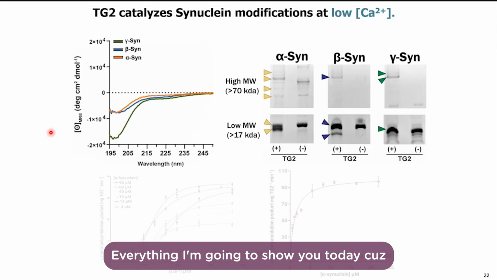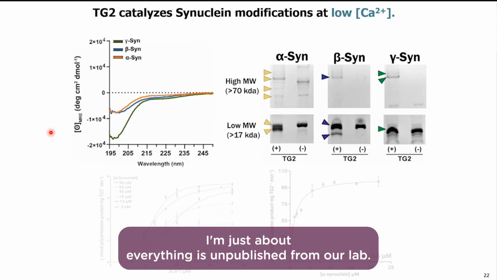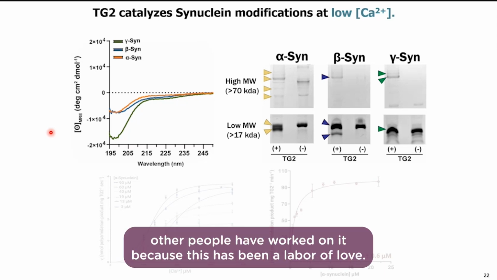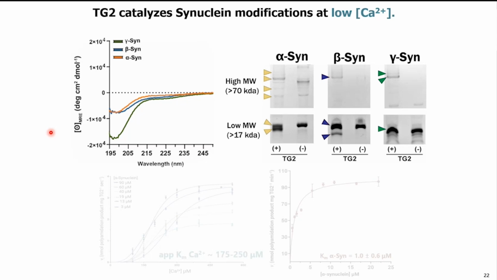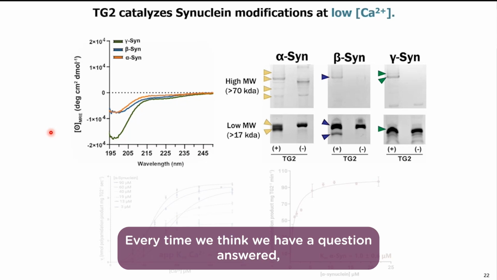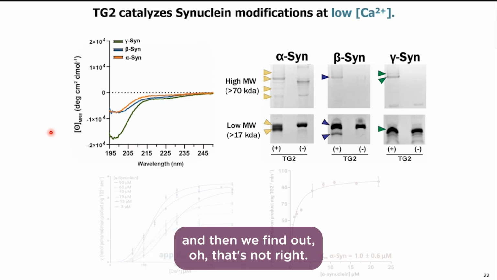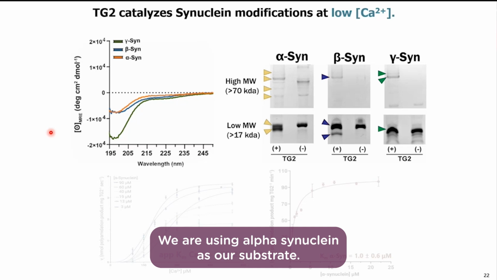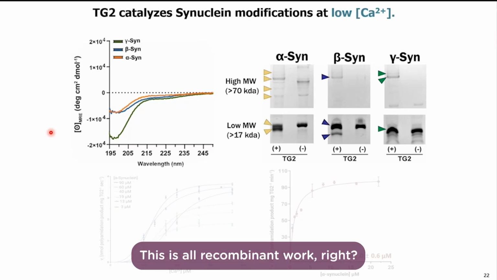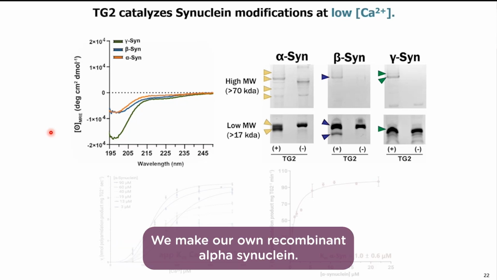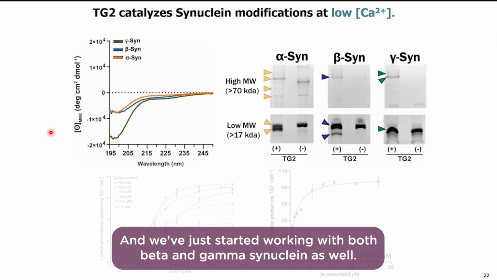Just about everything I'm going to show you today is unpublished from our lab. And I'll show you other people who have worked on it, because this has been a labor of love. Every time we think we have a question answered, there are like 10 more, because there are things that we try to follow in the literature and then we find out, nope, that's not right. We are using alpha-synuclein as our substrate. This is all recombinant work, right? So we make our own recombinant TG2, we make our own recombinant alpha-synuclein, and we've just started working with both beta- and gamma-synuclein as well.